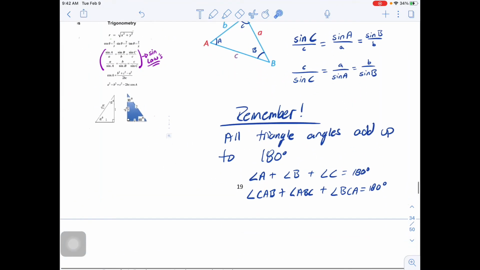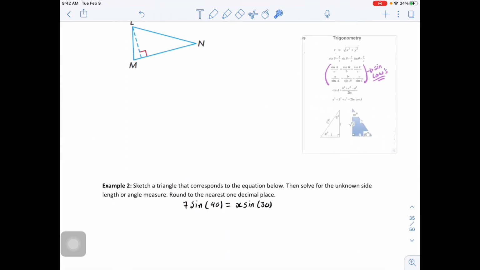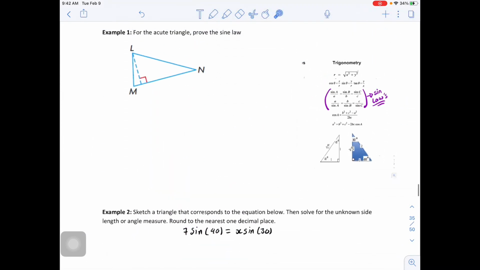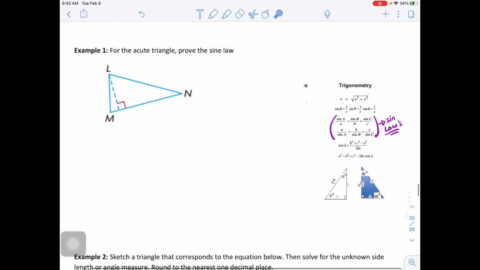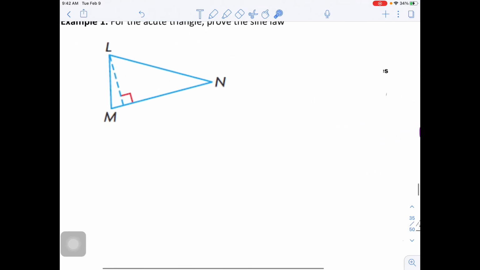So let's go use our sine laws in a few examples. Bring along our equation here. So let's prove it, first of all. It's really useful to prove things in order instead of just kind of accepting them. So for the acute triangle, prove the sine law. Okay. So in this case, what are we dealing with? Well, let's notate a few things.